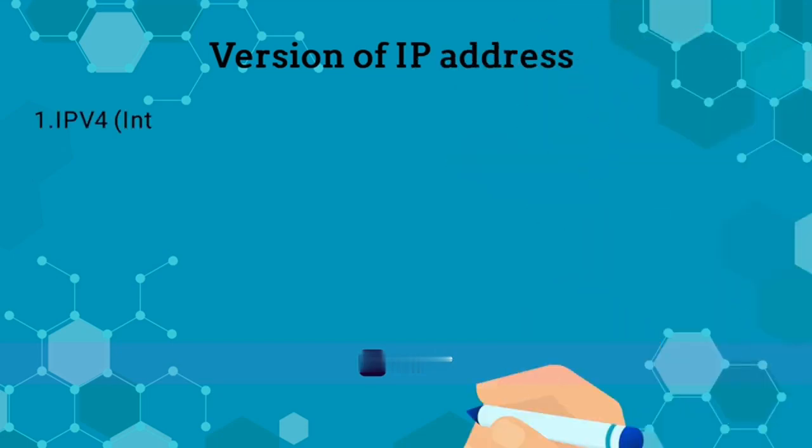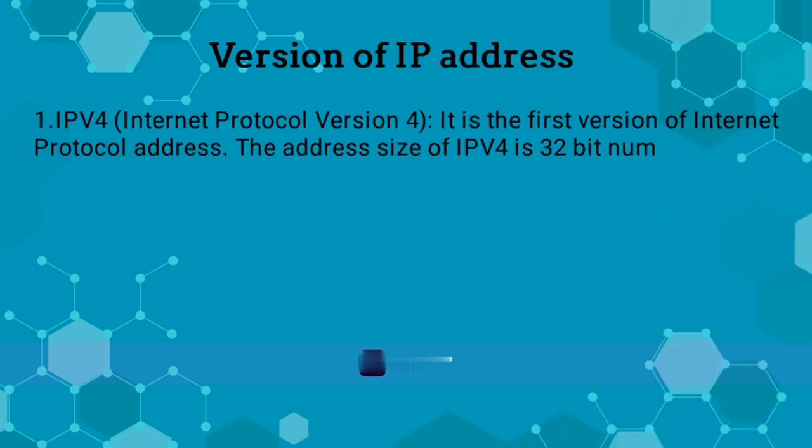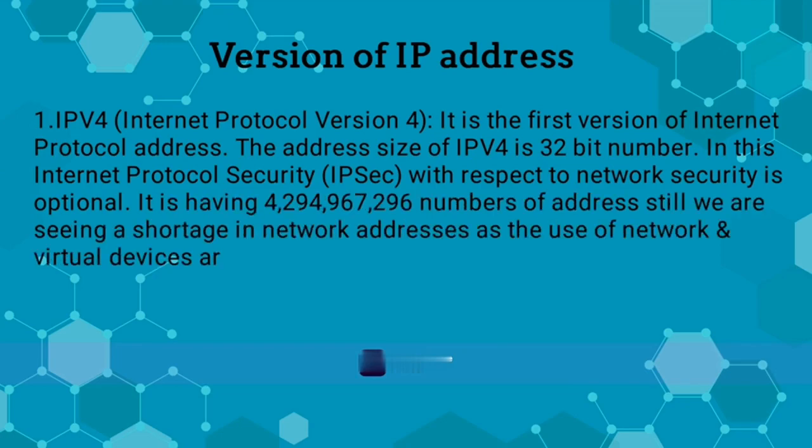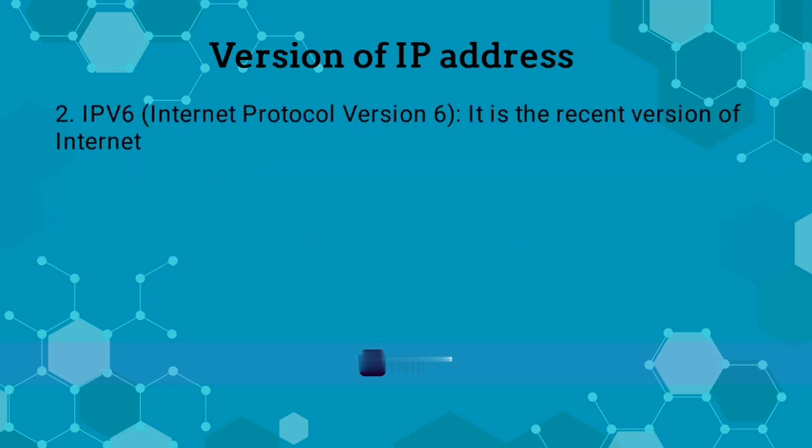Versions of IP addresses. IPv4 is the first version of the Internet Protocol address, and the address size of IPv4 is a 32-bit number. In this Internet Protocol, security with respect to network security is optional. It has 4,029,049,067,296 addresses. Still, we are seeing a shortage in network addresses as the use of network and virtual devices is increasing rapidly.